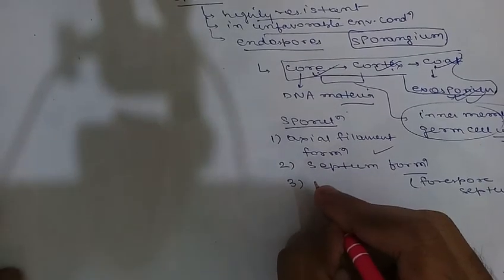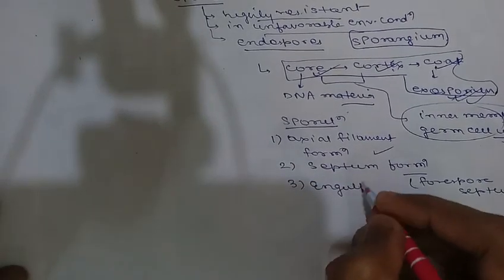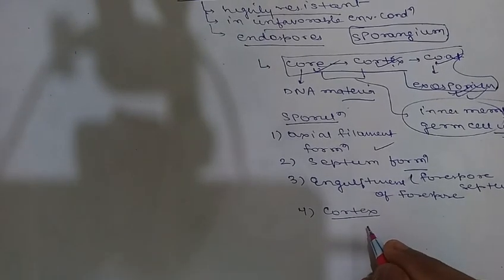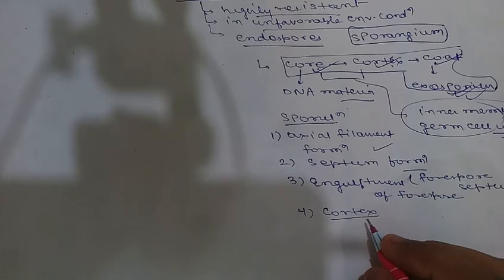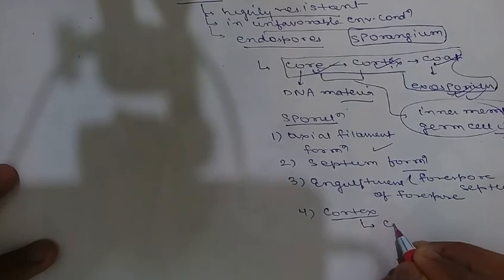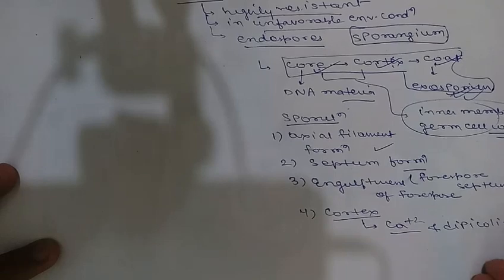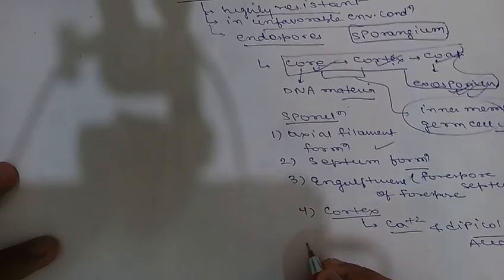The third step, which we have discussed, is engulfment of the forespore. The membrane continues to grow and engulfs the immature spore in a second membrane. The fourth is stage 4, in which cortex formation occurs. Cortex synthesis occurs in the space between the two membranes, with the deposition of calcium and dipicolinic acid mainly.